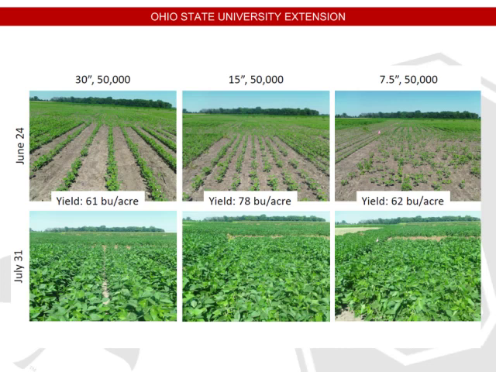So looking at yields, these are the yields of these exact plots. Our highest yield was 78 bushels per acre. This was 15 inch rows, 50,000 seeds per acre. Our higher seeding rates did yield more. 50,000 had a reduced yield, but still 78 bushels per acre. When we had 30 inch rows, the yield of this plot was 61 bushels, and in 7.5 inch rows it was 62 bushels. So that 15 inch row width was kind of a sweet spot there at these populations. Any questions about that?